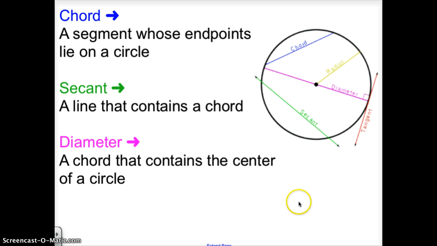Some more terms. We have a chord, with this blue line here. A chord is a segment which has endpoints that are on the circle. A secant is a line that connects through 2 points in the circle. A secant is simply a chord, but instead of a segment it being a line, it continues in both directions. And the diameter is a chord also, but it also passes through the center of the circle.